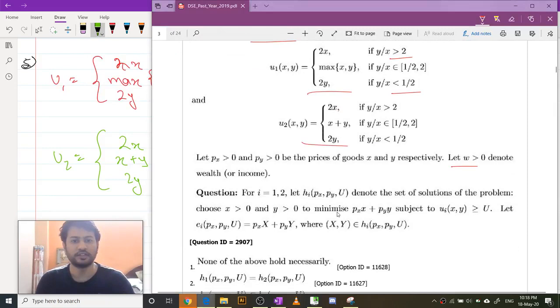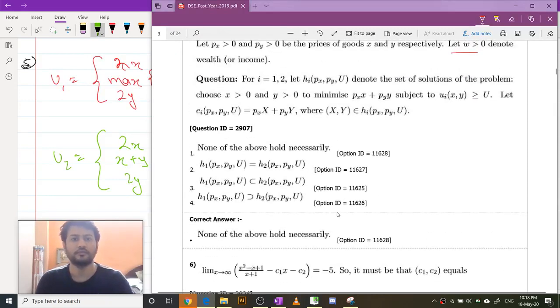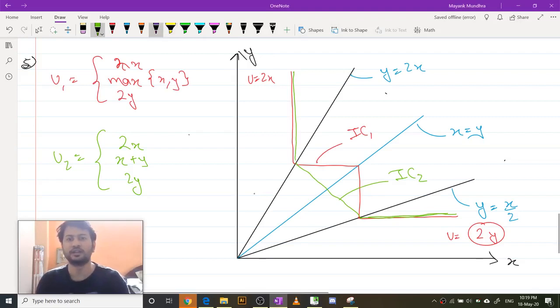Now the question states that for the agents, let h_i denote the set of solutions of the problem, x, y greater than 0, which minimizes the expenditure. So he's basically asked us the Hicksian demand function. He's asked which of the following hold necessarily: both the expenditure functions are the same, or h1 is a subset of h2, or h2 is a subset of h1. So which of these things hold?